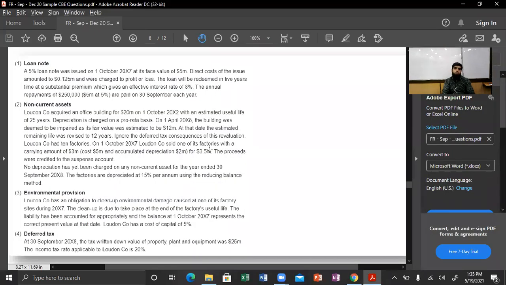Otherwise, if it is disposed of at the start of the year, no depreciation will be required, because depreciation is calculated on a pro rata basis. And if it is disposed of at the end of the year, it means full depreciation of the factory will be required for the disposed asset.